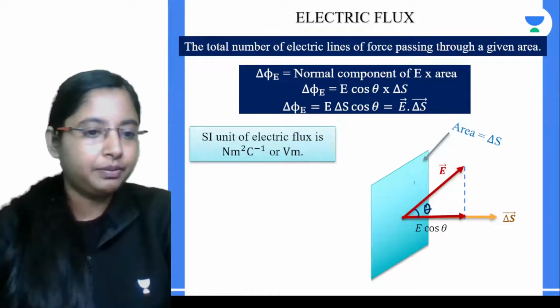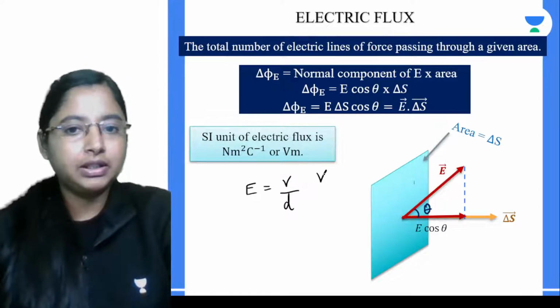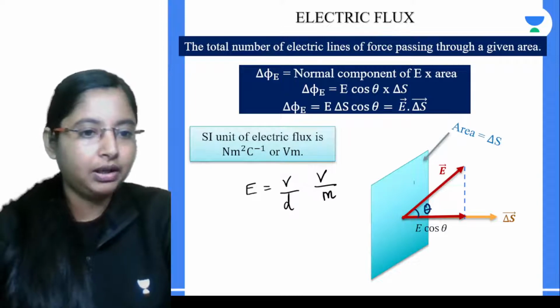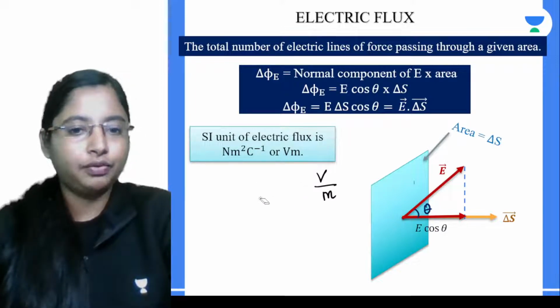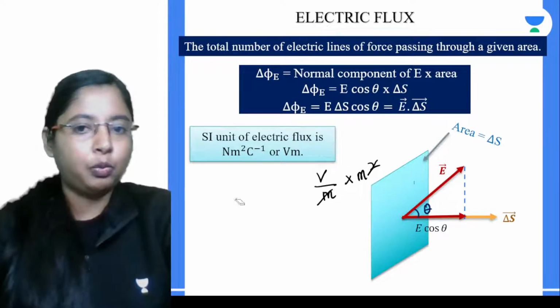Okay, this is very simple. Why? Because electric field, another way to represent this would be potential per distance. Potential is nothing but volt, so you will have volt per meter, right? So for the unit of flux, you will have volt per meter into the unit of area, that is meter square. So the square and meter get cancelled and you end up getting volt meter.